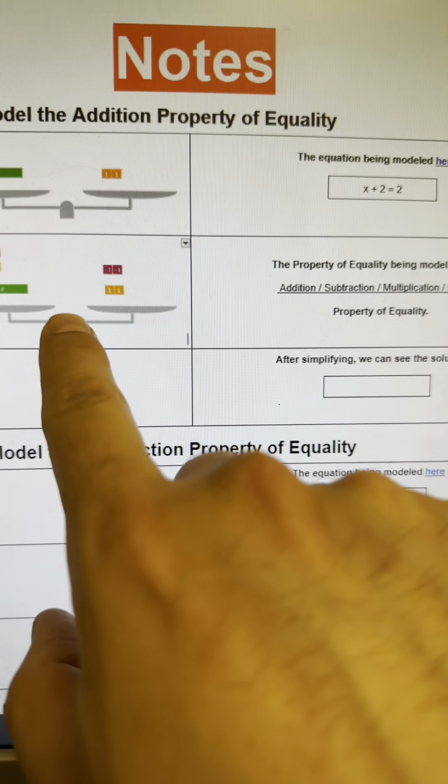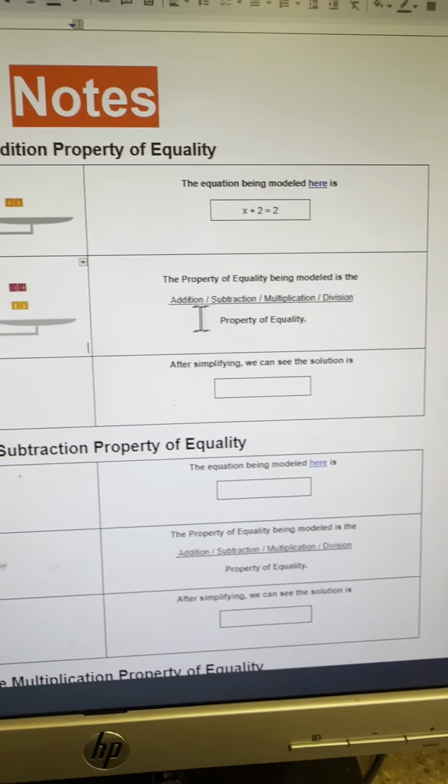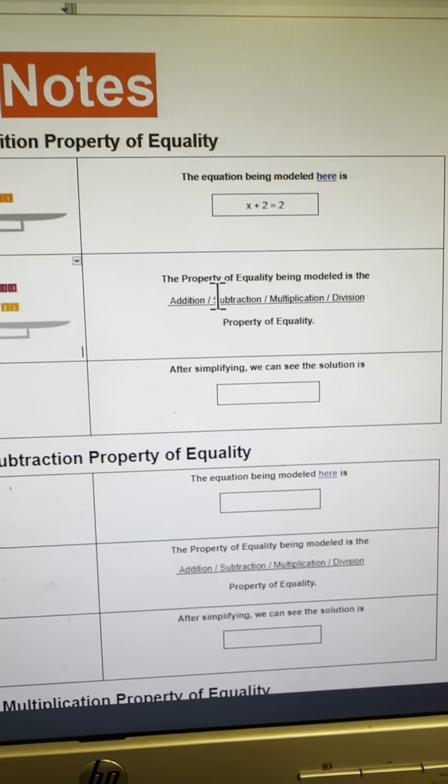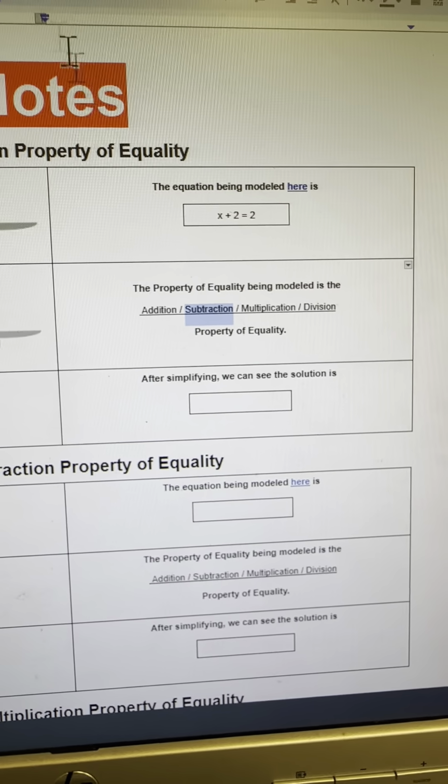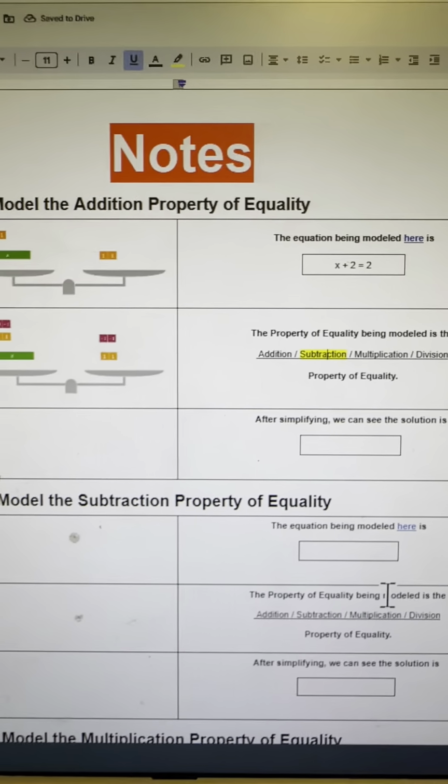Then don't forget to take a screenshot of it, put it into step number 2, and then you're going to highlight the solution. So again, we use the subtraction property of equality. So I'm going to highlight subtraction, and I'm just going to put it in yellow so you can see my answer choice is subtraction property of equality.